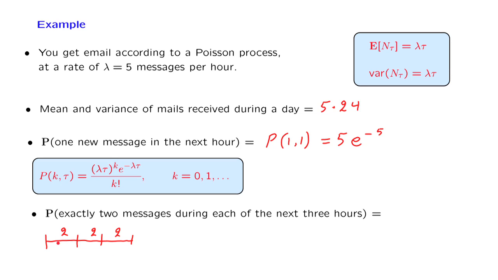On the other hand, for each one of the hours, the probability is going to be the same, so it's enough to take the probability of 2 messages during this hour, which is, in our notation, this quantity, and multiply it with itself 3 times, so we get the third power of this. Now, this expression is equal to the following. Lambda times tau is 5. K is equal to 2, so we get 5 squared. Then we have an e to the minus 5 term, and k is equal to 2, so we're dividing by 2, and we take the third power of this.